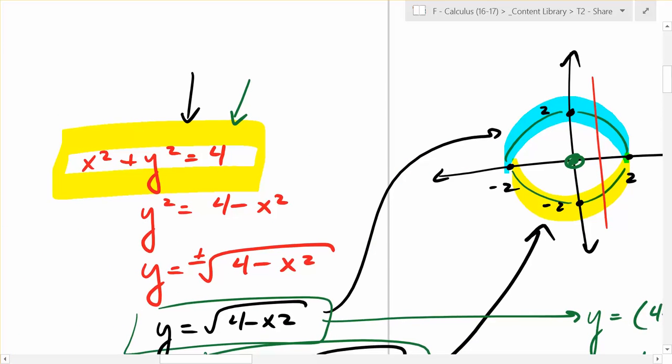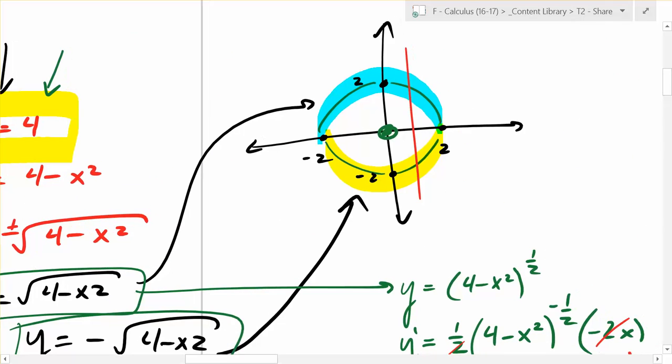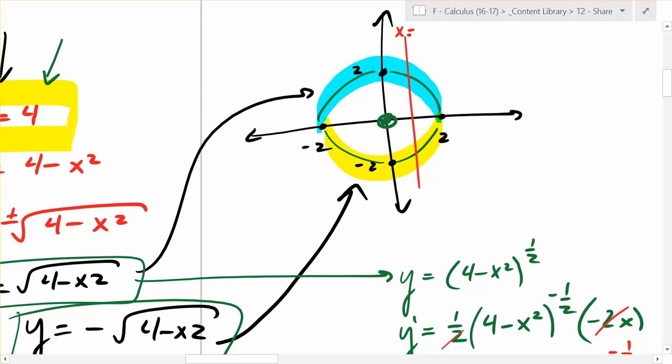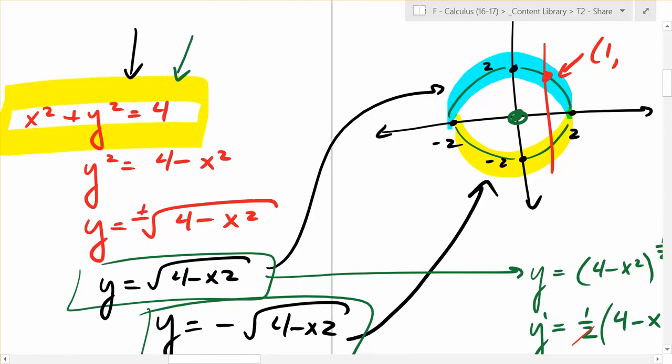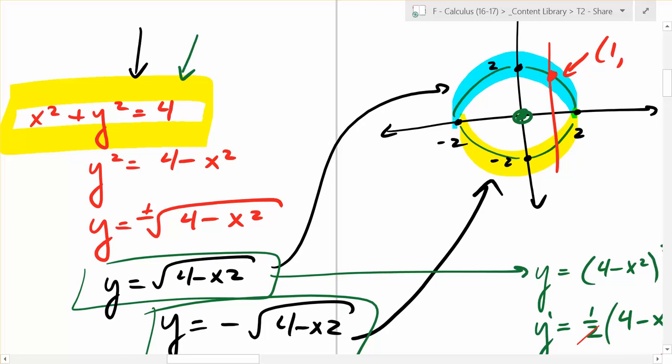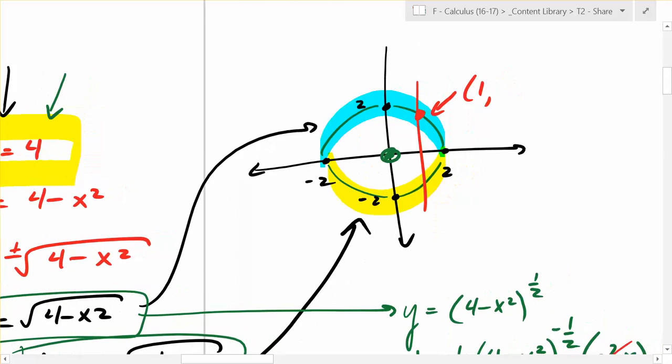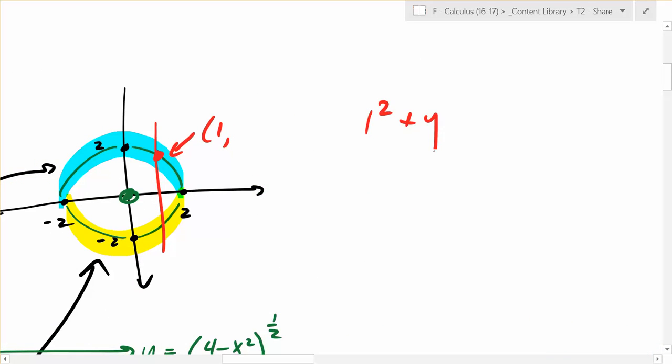Okay, so for example, let's just check something here. If x is 1 right here, and that's not to scale, everybody. If x is 1, what's that point right there? If x is 1, what's y? 1 squared plus y squared is equal to 4. What does y equal?